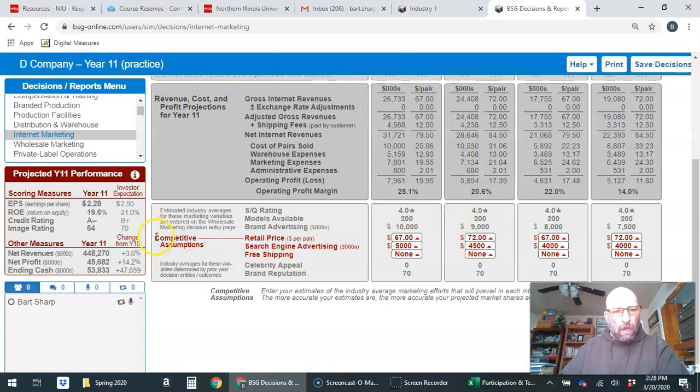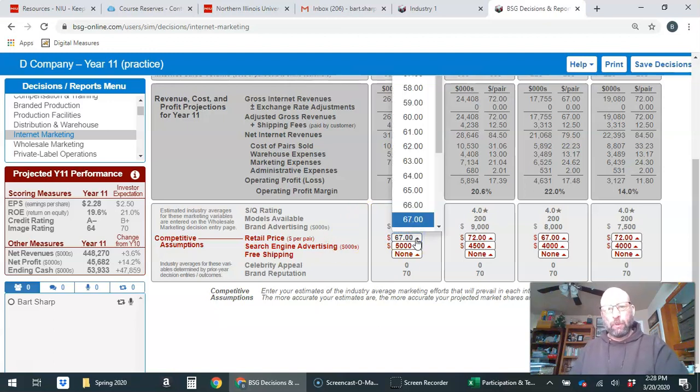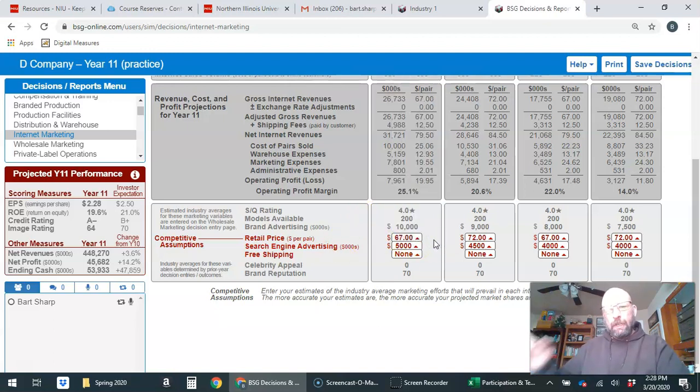It's your assumptions about what the competition is going to do. So, what do you think next year's industry average internet retail price is going to be in North America? Okay. Each year when you log into the system, there will be numbers populated here. The numbers that the system puts in here are last year's actual averages. Okay. Now, those averages are going to change because companies are going to change their decisions.